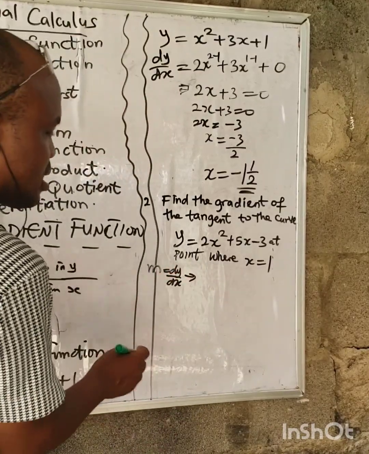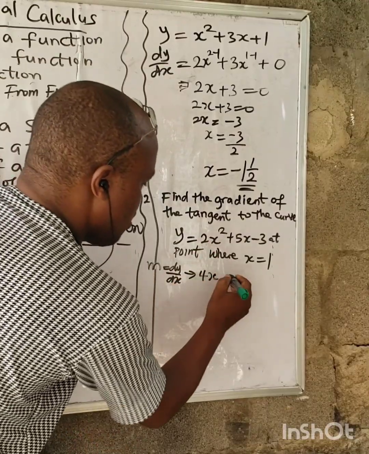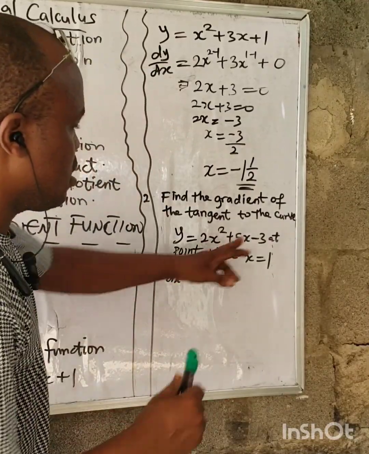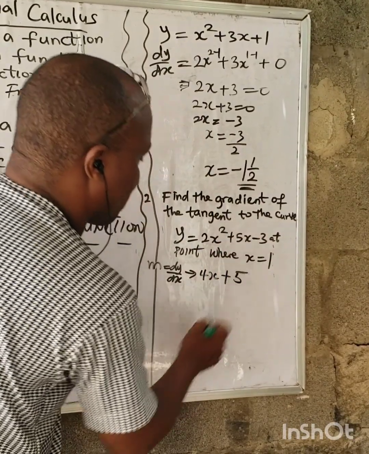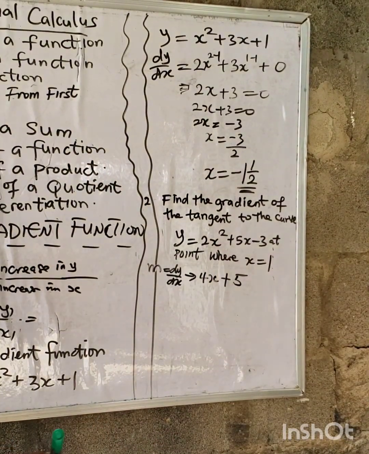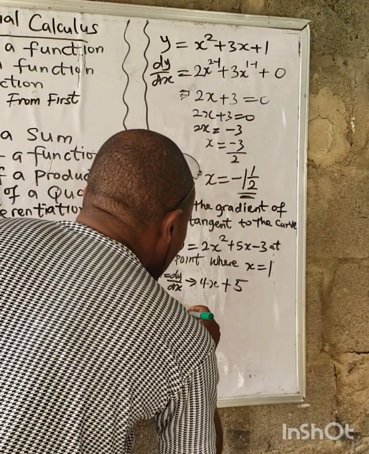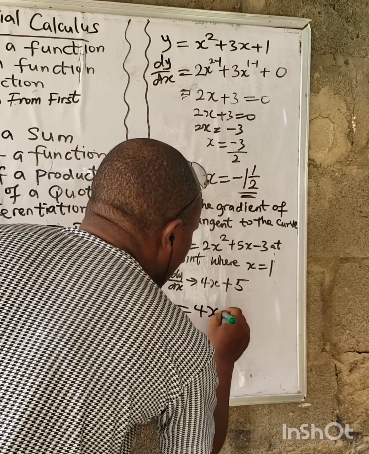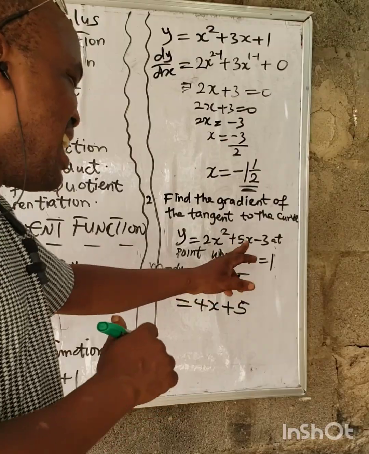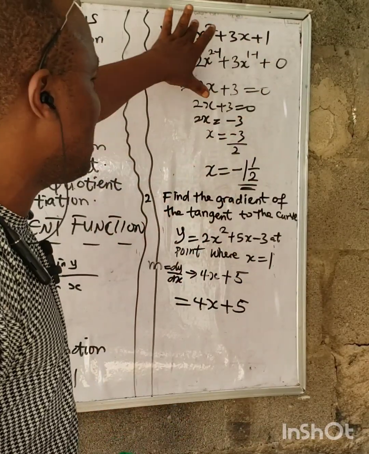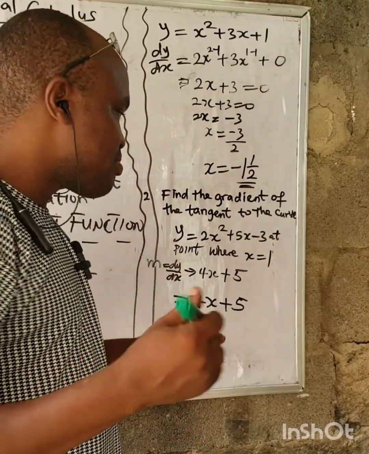The dy/ds of this now is 2 times 2, that's 4s, plus this will be 1 times 5, 5. The constant is 0. This will give us 5. We have got the gradient is 4s plus 5. We are told that at the point where s is equal to 1 here.